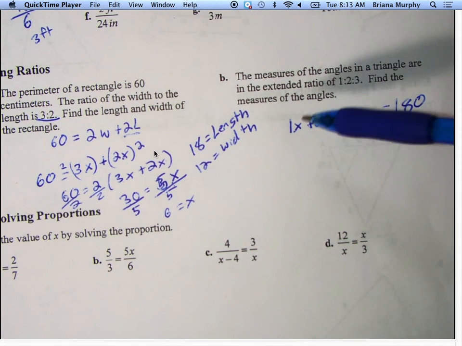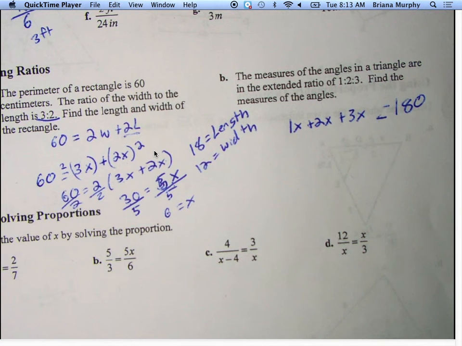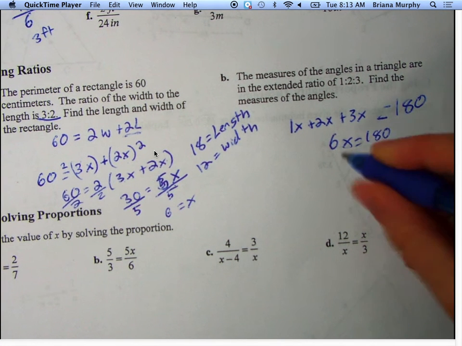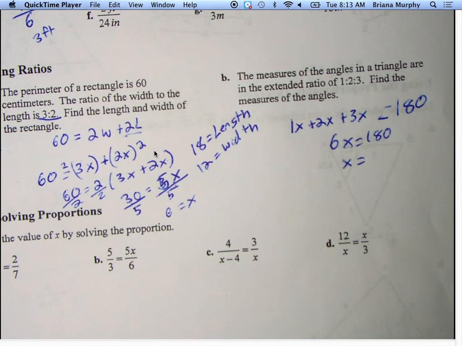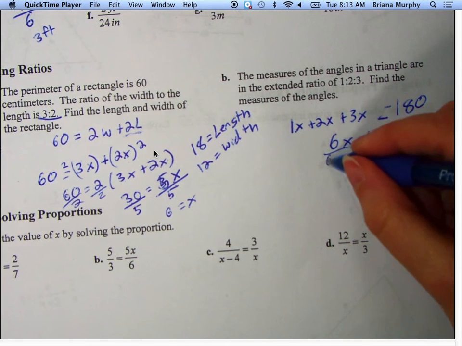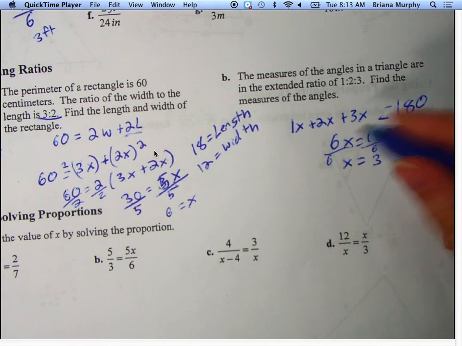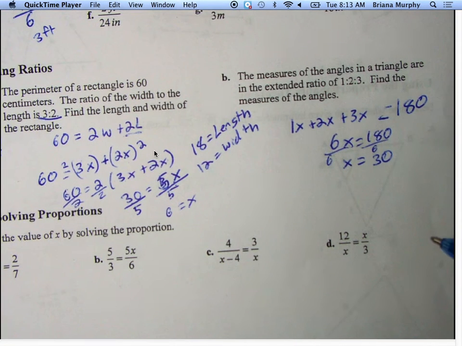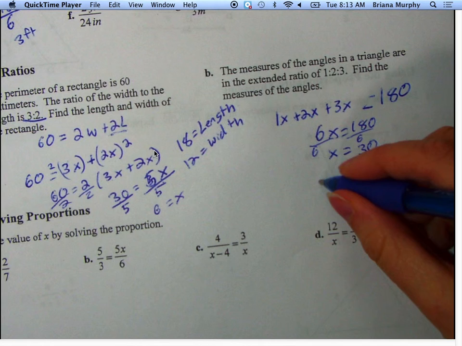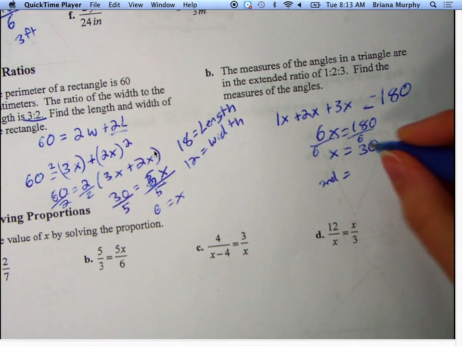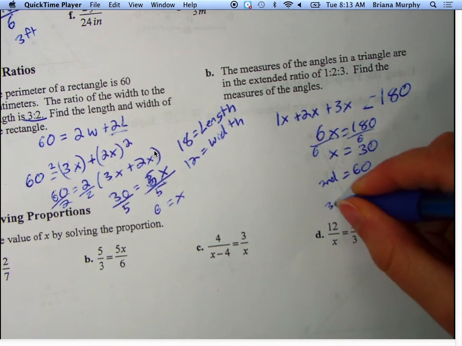Okay. What's 1 plus 2 plus 3? 6. So 6x equals 180. So what does x equal? What am I doing? Am I multiplying or dividing? Divided by 6. Okay, how many times does 6 go into 18? 3 times. 30. There we go. So my first angle is 30. What's my second angle? What's 30 times 2? 60. There you go. And what's my third angle?